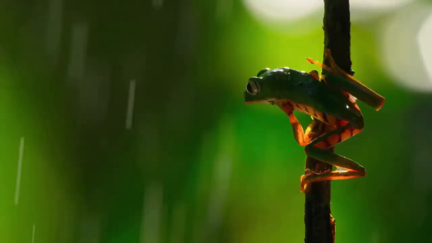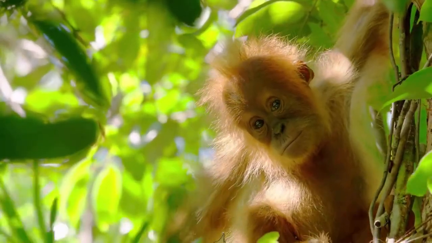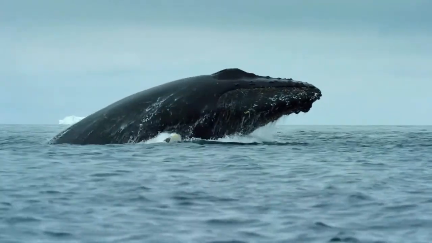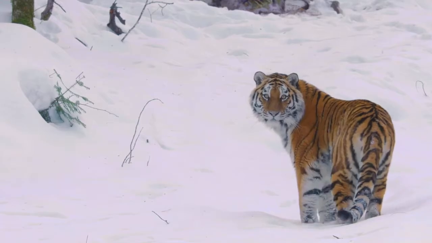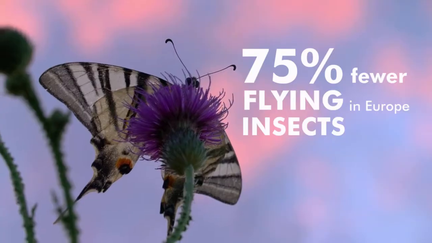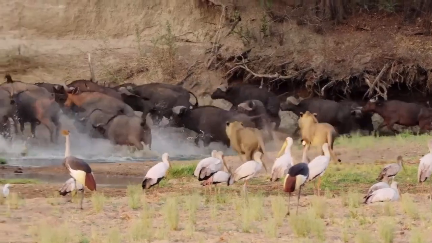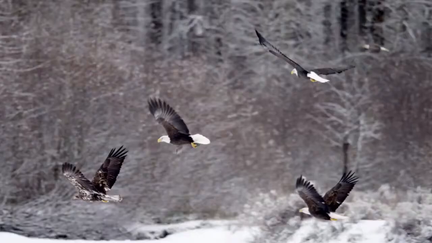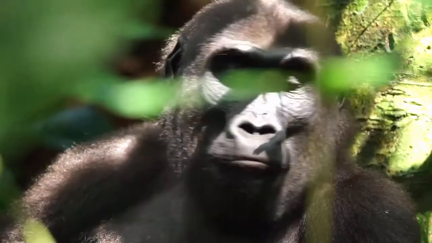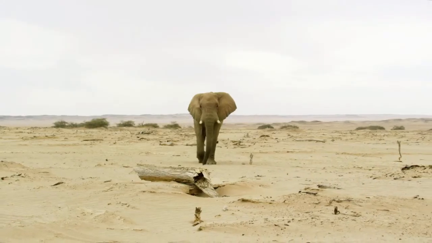In the last 50 years, our activities have dramatically reduced biodiversity across the globe. We've snuffed out habitats, reduced populations of wild animals by 60%, and even driven whole species extinct. The number of lions in Africa has dropped by 65%. The number of individual flying insects in Europe has dropped by 75%. The number of bluefin tuna in the Pacific has dropped by 95%. Biodiversity is dropping everywhere and fast. This is catastrophic for nature and therefore ourselves. We talk about climate change a lot, but biodiversity loss is as important an issue.